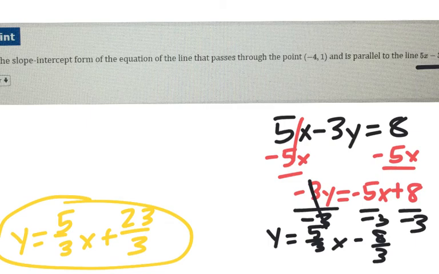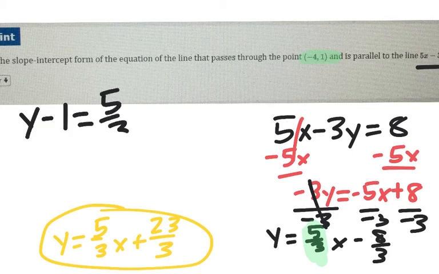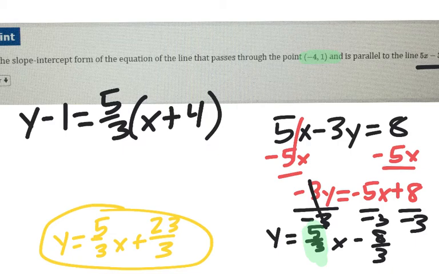So again, if my line is parallel to this line, then I know it has the same slope. So my line's slope is 5/3. Now I know the slope of my line, and I know a point on my line. So I'm going to put that into point-slope form, which is y minus y1 equals m times x minus x1. So that's minus negative 4, which is plus 4.